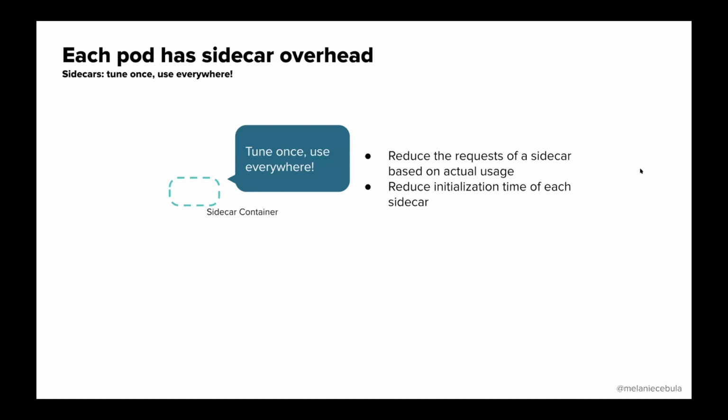One example is we had a container that handled logging, and it was requesting some amount of CPU that the original author of this sidecar felt was reasonable. But over time, the actual usage of that sidecar was much lower than what they were requesting. So they were essentially telling the Kubernetes scheduler to reserve much more space than the sidecar was using, and therefore much more space than the pod was using. That was a case where the requests of the sidecar were not tuned based on actual usage.